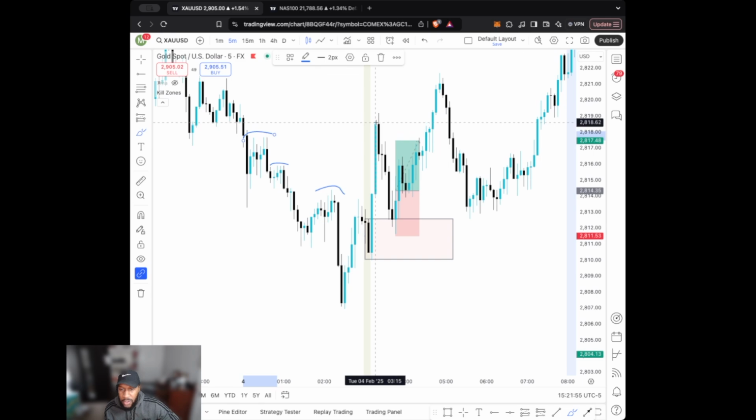So demand zone here, it pushed above those swings. It left a gap. Of course, we want to see a gap that's left. And so as you guys know from what I've been saying, the gap initially starts right here.